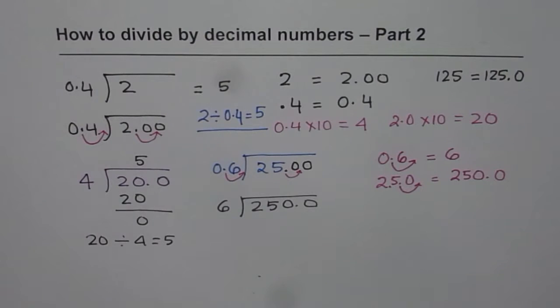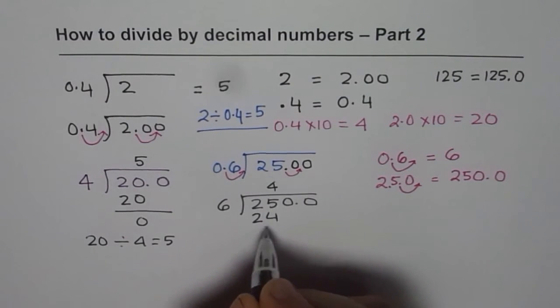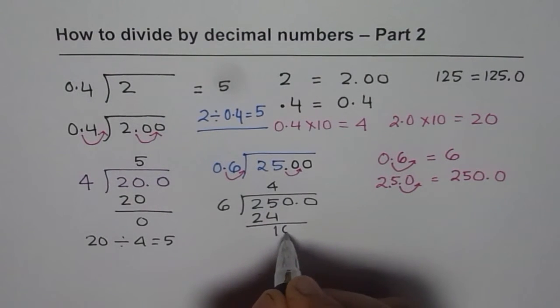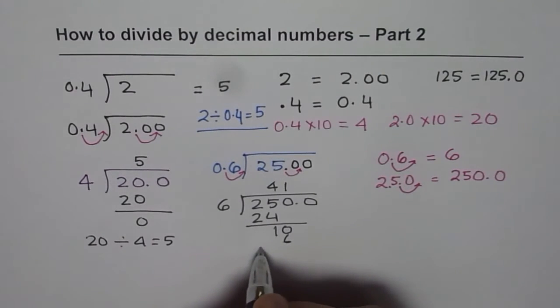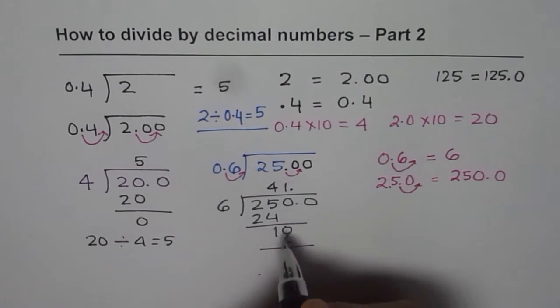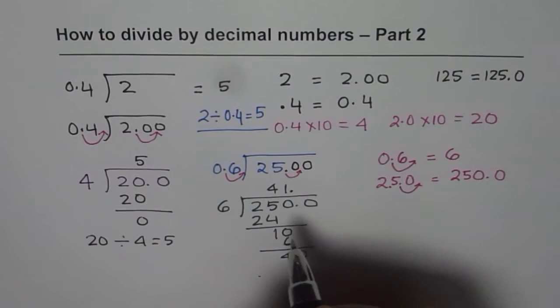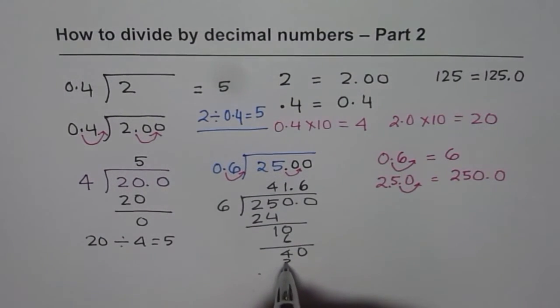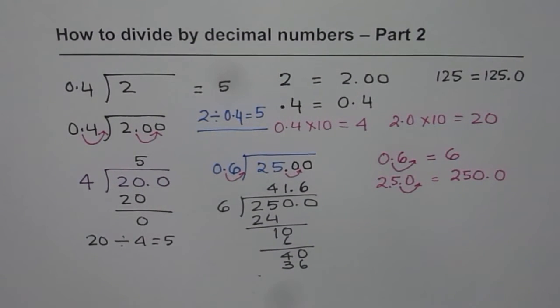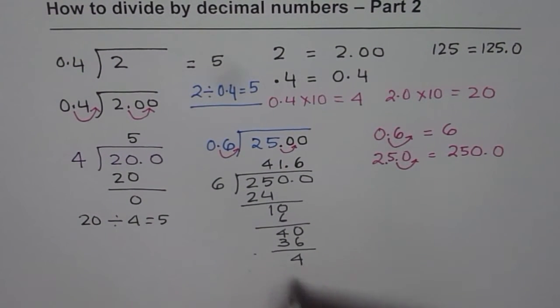Now let us divide. 6 will go 4 times in 25, which is 24. Remainder is 1, bring down 0. 6 goes 1 time, you get 4. Now we are taking a number after the decimal, which is a 0, so we'll put a decimal here. So let's bring down 0 here. 6 times 6 is 36, 6 times 7 is 42, which is higher. So we'll take 6 here. So 6 times 6 is 36. Let me push this page a bit forward, so that you can see clearly. And we get 4 as our remainder.